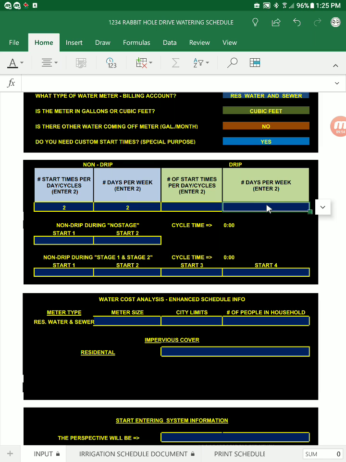Number of days per week for drip. Okay, I know this says enter 2 right here, but that should say enter 3. 3 is going to be my preferred number of days for drip, just because the run times are so long.